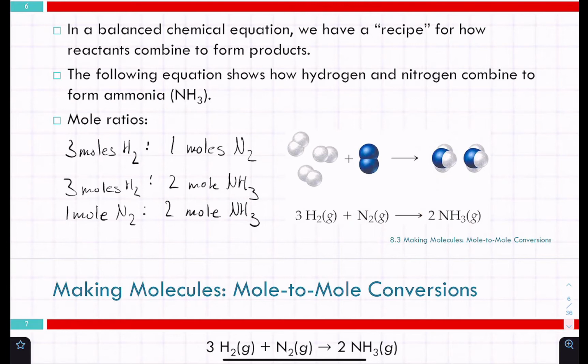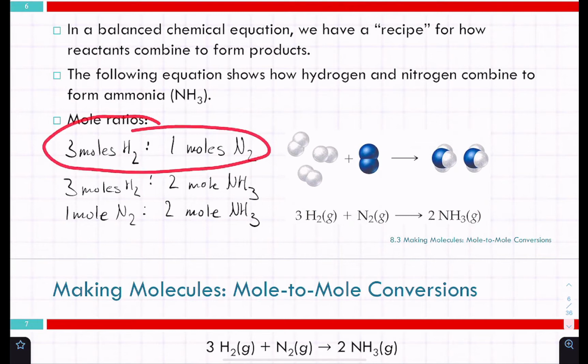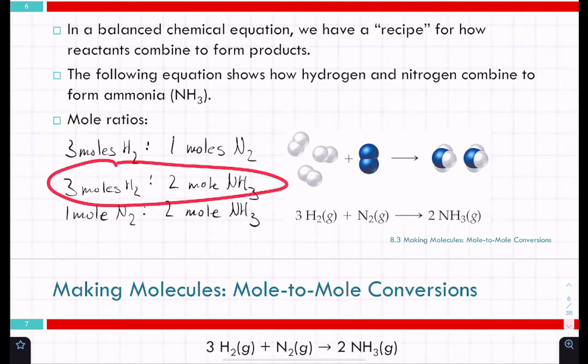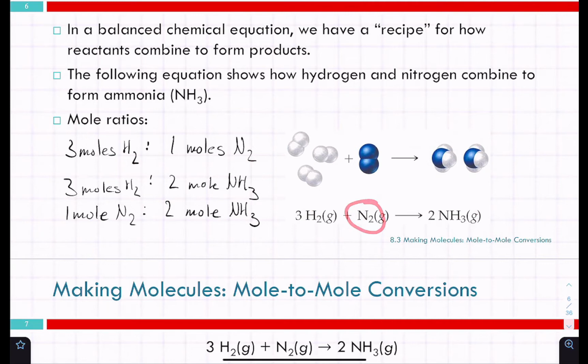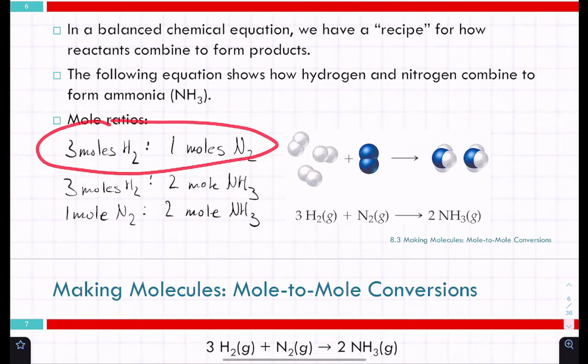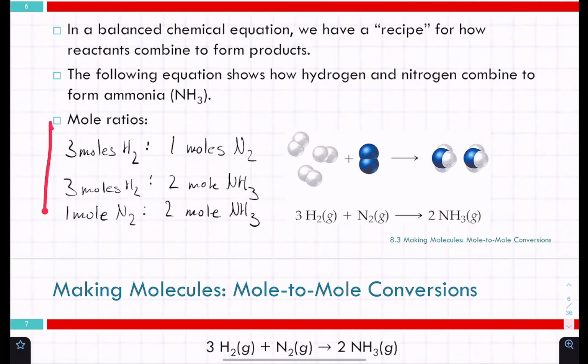And those are really all the possible combinations, because we could write down 2 moles of ammonia first and then say how many moles of hydrogen would we need, but that's the same as this second ratio here. And we could say, oh, if we have 1 mole of nitrogen, how many moles of hydrogen do we need? But that's going to be the same as this ratio, just written the other way, which means the same thing. So these mole ratios are what we're going to be using to convert from moles of one thing in a chemical reaction to moles of another thing in a chemical reaction.